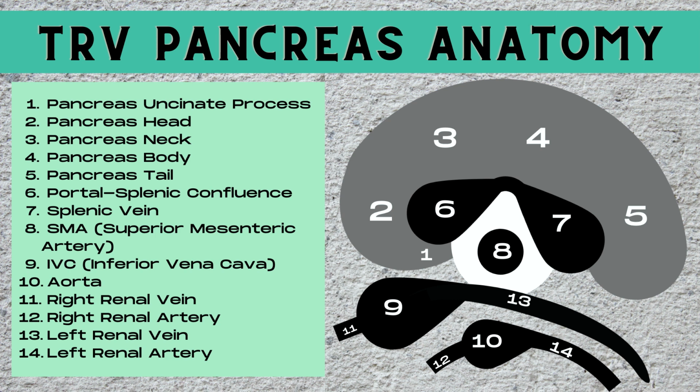Number 9 is the IVC, and number 11 is the right renal vein, and number 13 is the left renal vein. Number 10 is the aorta, with number 12 being the right renal artery and number 14 being the left renal artery. And note that this is a transverse image of the pancreas.